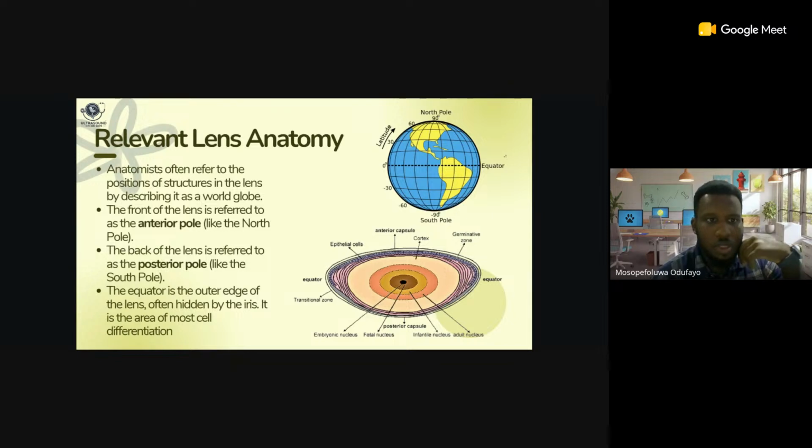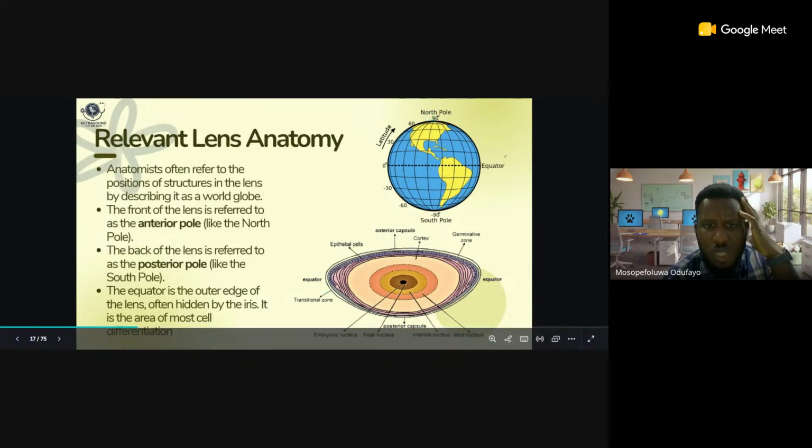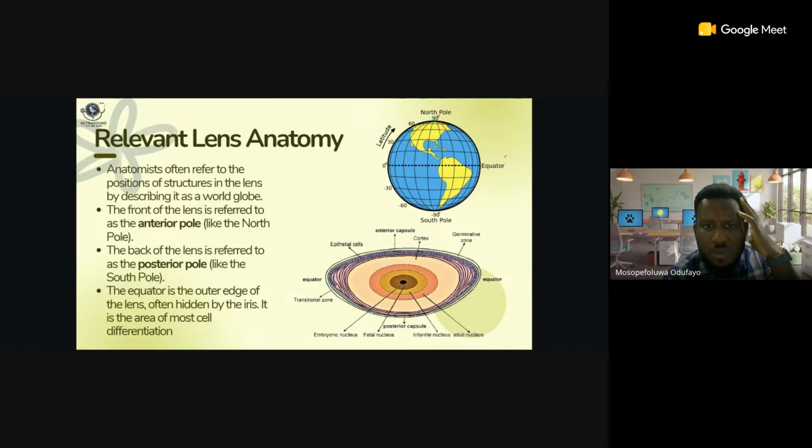So the front of the lens, the one that first contacts the light, is known as the anterior pole, like a north pole, and the back of the lens is known as the posterior pole, or the south pole. The equator is the outer edge of the lens. So if this is the north pole and the south pole, then that's the equator. It is often hidden by the iris. And take note, that is the area of most cell differentiation. So it's around here that cell differentiation occurs.